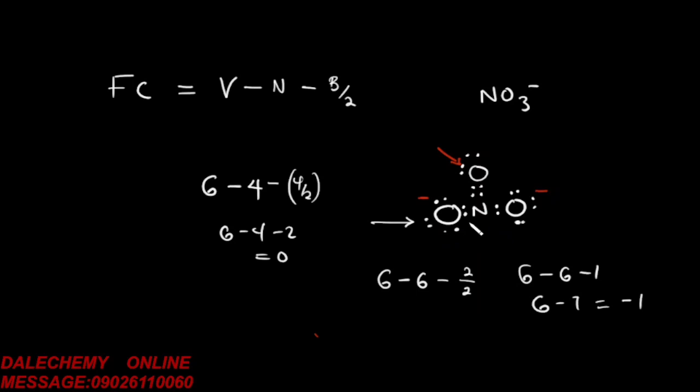Because if you calculate it, it will still be 6, the total valence electrons, minus non-bonding electrons, which is 6, minus half of the bonding electrons. So that is just it.